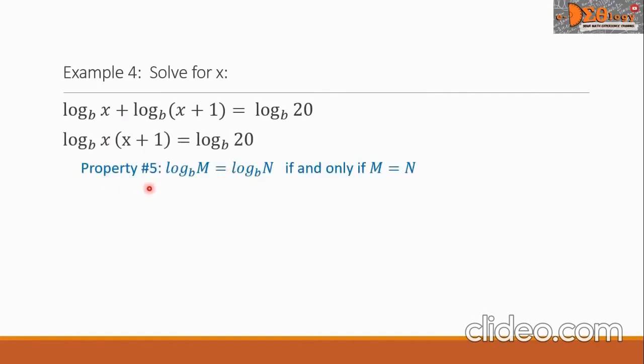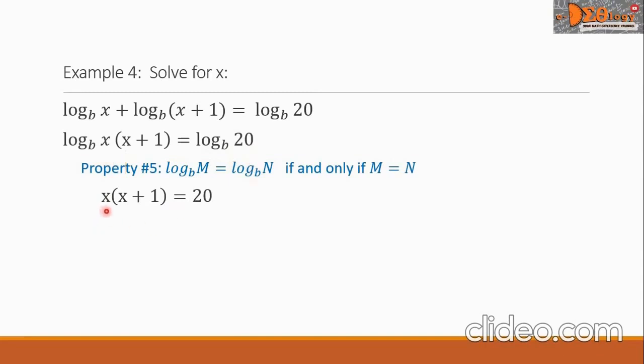We have property number 5 that says the log of capital M to base b is equal to the log of N to base b if and only if M equals N. It means to say, since both the left side and the right side is a logarithm to base b, we can remove the logarithm directly to both sides. So you see here, the x times the x plus 1 comes down equals the 20. And from here, we will solve for x.